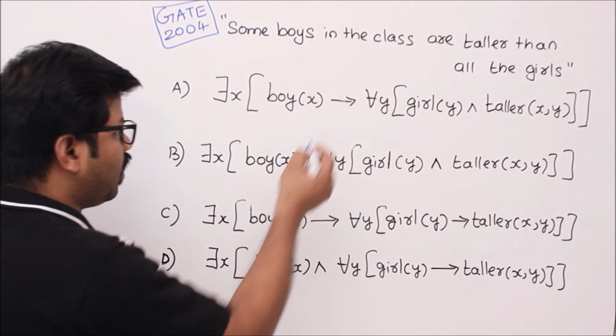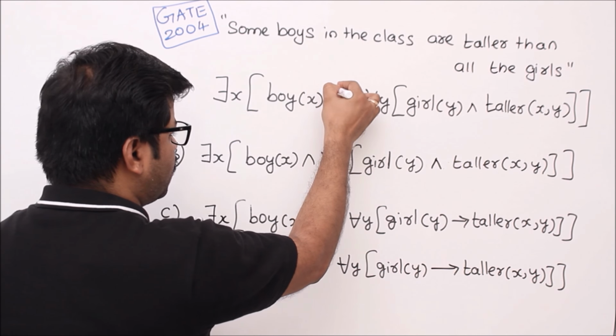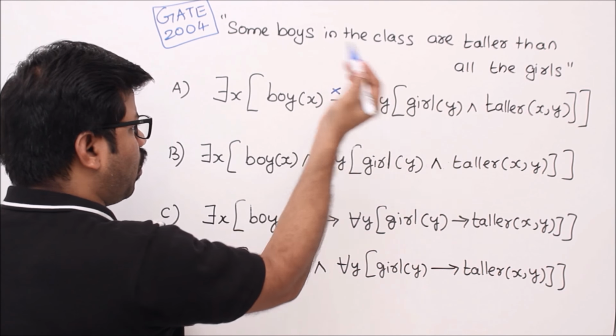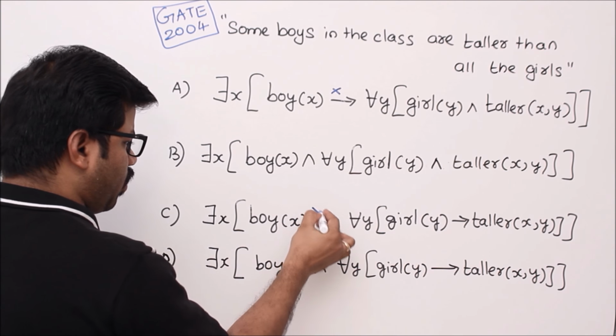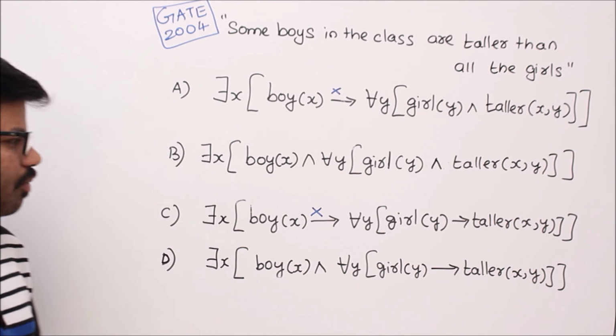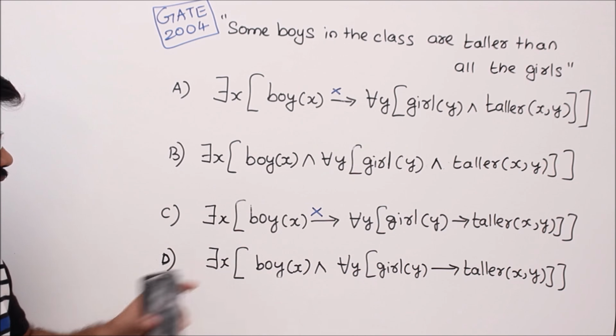So now the other options, like boy of x implies property of x, are wrong. Here boy of x implies property of x is wrong. Now only options B and D remain.